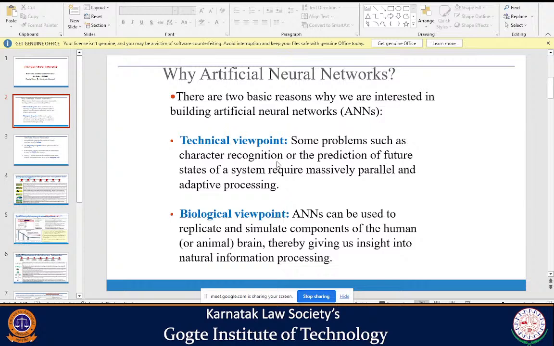That is nothing but either neurons or any character, they can find, and you can also predict it further by using artificial neural networks. The same thing they are going to use in the biological viewpoint. Artificial neural networks can be used to replicate and simulate components of the human or animal brain. They give insight into natural information processing. You can collect information for a particular brain, either human or animal, and analyze it by using ANN.